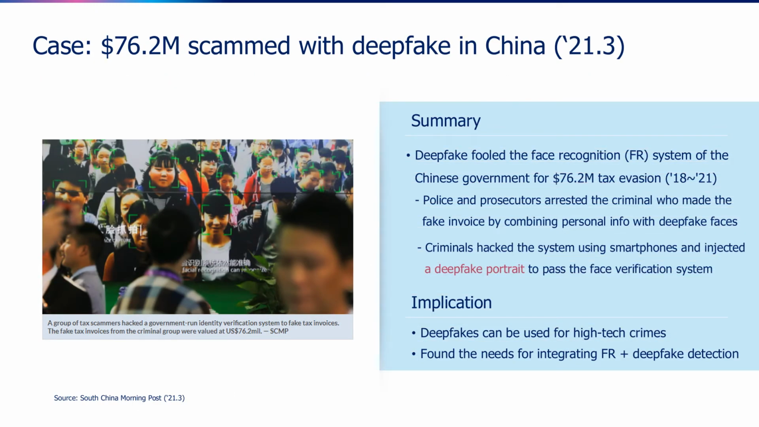Well, recently, just early this year, there was a $76 million scam using deepfakes in Shanghai, China. Deepfakes were used to fool the face recognition system of the Chinese government for tax evasion. The prosecutors and police have arrested the criminal who made the fake voice by combining real personal information with deepfake faces. The criminals hacked the system using smartphones and injected a deepfake portrait to pass the face verification system. There are two implications discovered from the case. First, deepfakes can be used even for high-tech crimes. And second, we find a need for integrating the face recognition system and deepfake detection technologies.